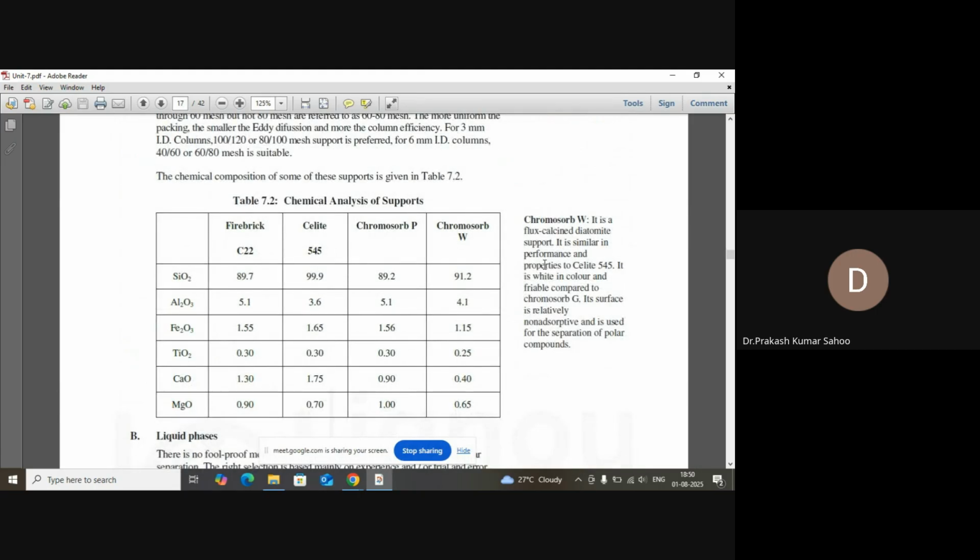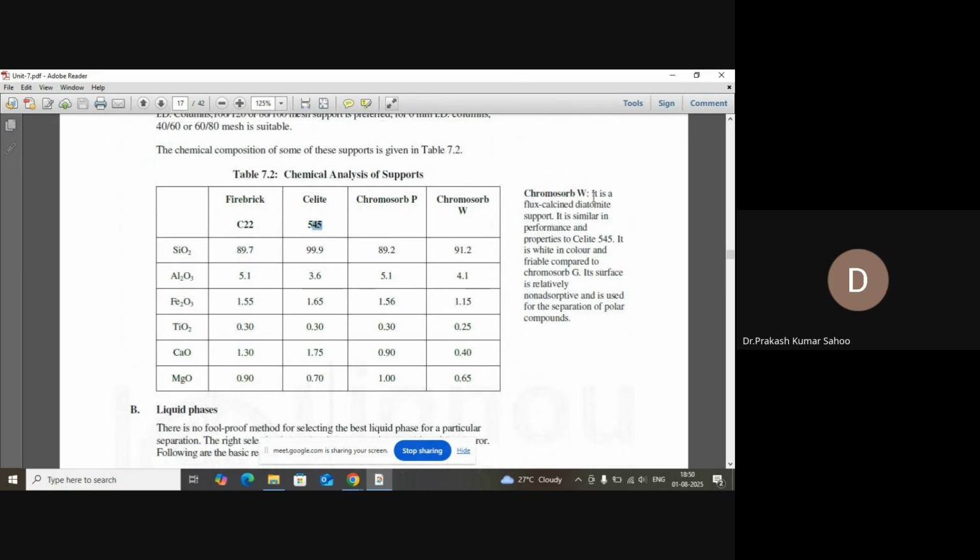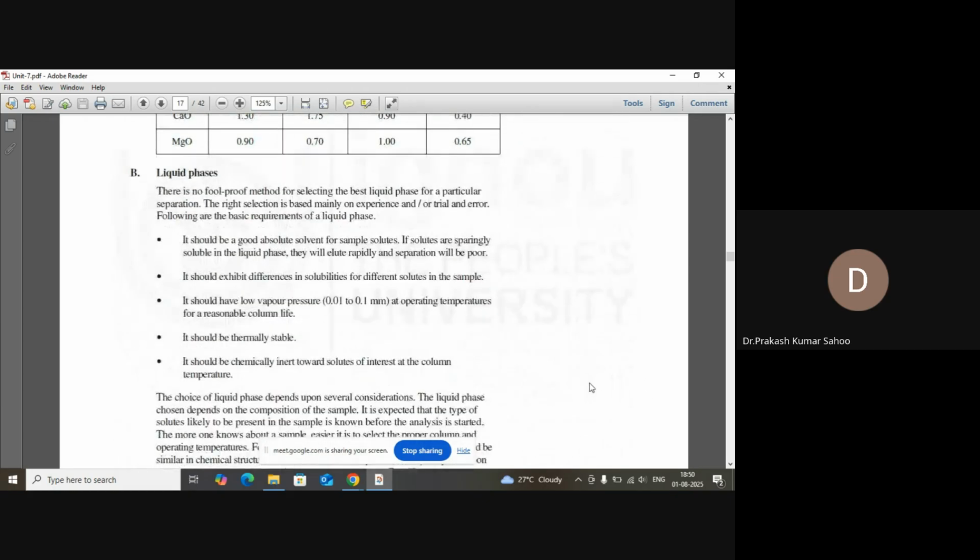And this is the chemical analysis of the support. We have the silicon oxide, the firebrick. It is C22, the commercial name. Celite number is 535. This is Chromosorb P and Chromosorb W. So Chromosorb W is a flux calcined diatomite support. It is similar in performance and property to Celite 535. So these are all commercially available stationary phases.